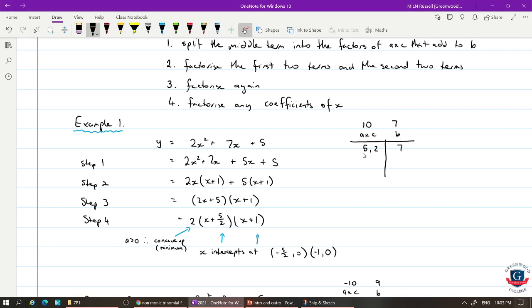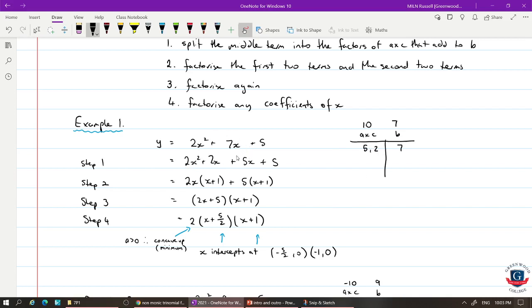Factors of 10 that add to 7 are 5 and 2. 5 times 2 gives me 10. 5 plus 2 gives me 7. To make trinomial factorization work, I have a look at the first term. I have a look at these two numbers and I think, which combination of these two numbers is going to factorize easily? In this case, I have a 2 here, so using the 2 makes sense.